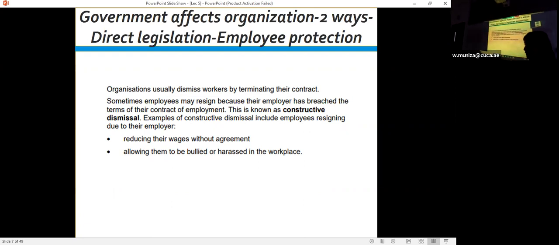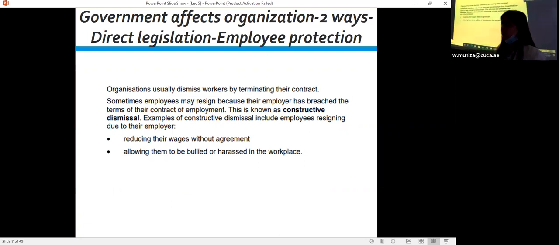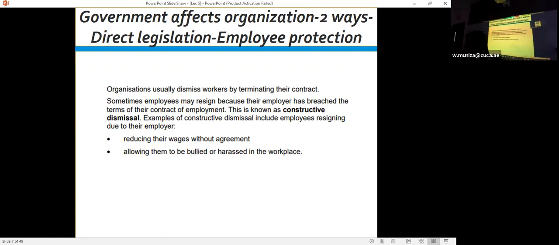And what can be the examples of constructive dismissal? Reducing their wages without agreement, allowing them to be bullied or harassed in the workplace. Sometimes the colleagues or the senior management or the junior persons try to harass a particular employee, and specifically in the international community where there are issues regarding racism, ethnicity, etc. Over there, obviously, the employees are sometimes harassed. And if the employer is not taking any action against it, the employee may resign. And in that case, this resignation will be known as a constructive dismissal.